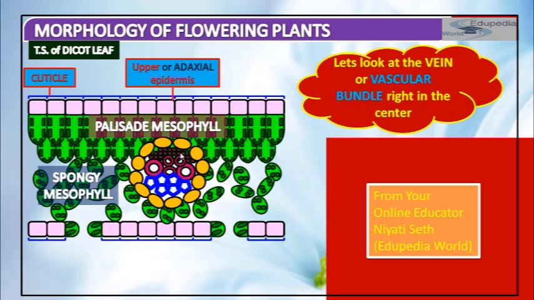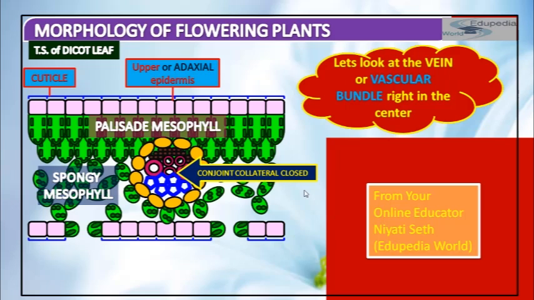Now let's look at the vein or the vascular bundle right in the center. This is protoxylem, this is metaxylem, these are phloem. There is no cambium present between the xylem, represented by this pink color, and the phloem, represented by blue color. Cambium is usually present between phloem and xylem, but here in the dicot leaf there's no cambium present between the xylem and the phloem. That's why it is called conjoined collateral closed, students.